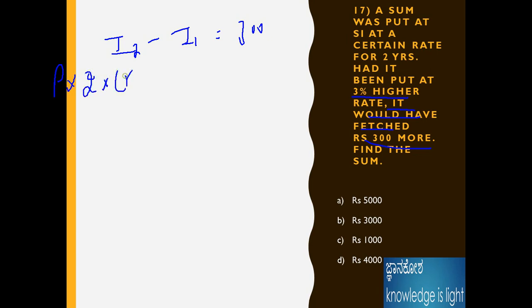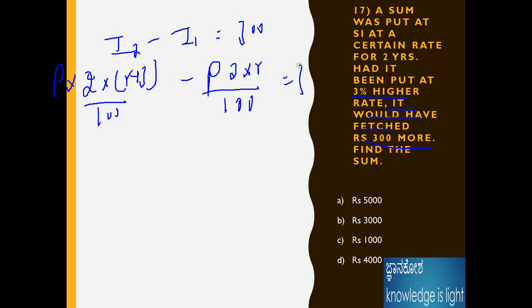Here R is the percent, 3% more by 100. Here it is normal. P2 into R divided by 100 is equal to 300. After you have solved, you get the answer R is equal to 5,000 only. Just solve it from your hand. So, this is the normal method.